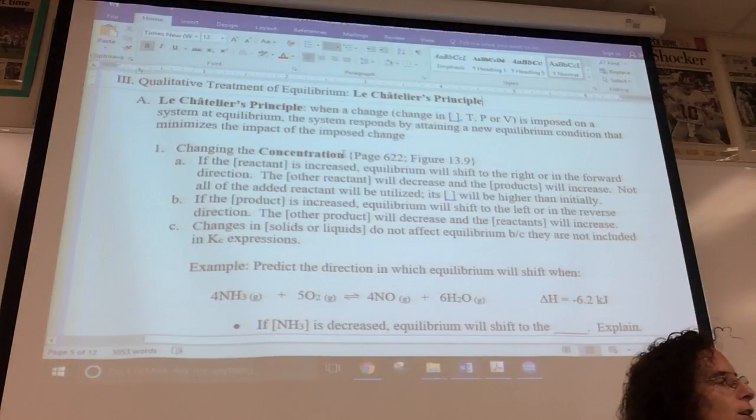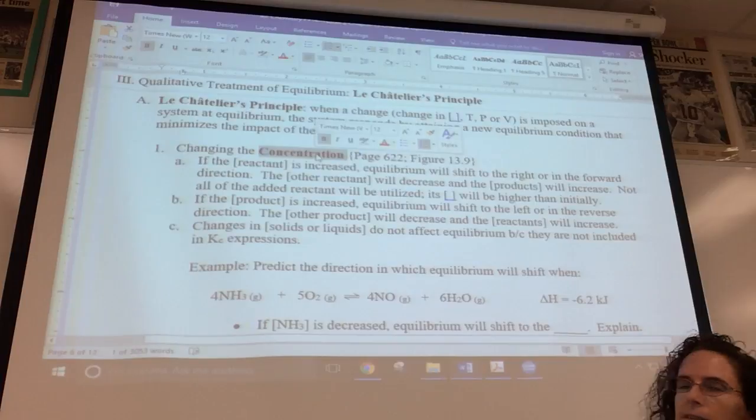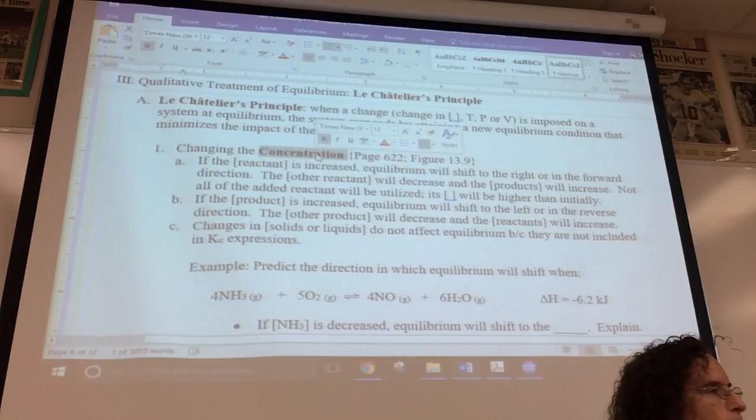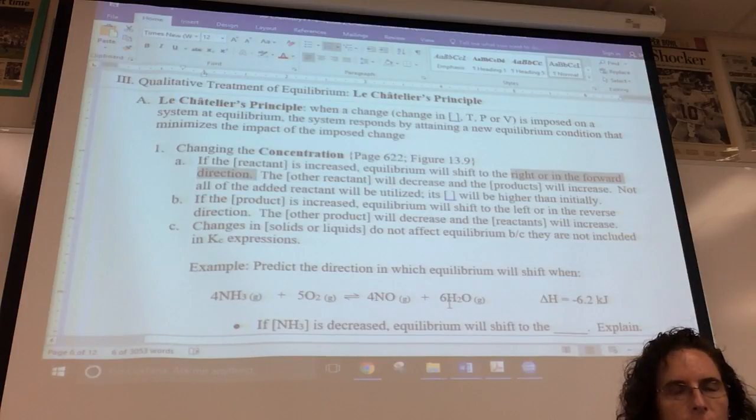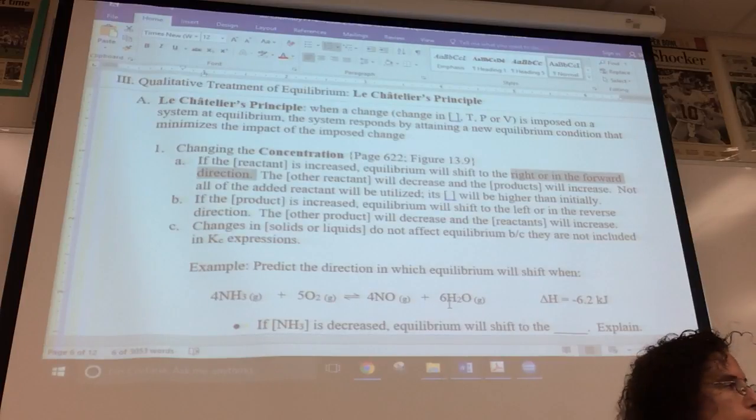The first factor we're going to look at is concentration. It says if the concentration of reactant is increased, equilibrium will shift to the right or in the forward direction. Now don't say shift right, shift left. Equilibrium shifts to the right or in the forward direction.